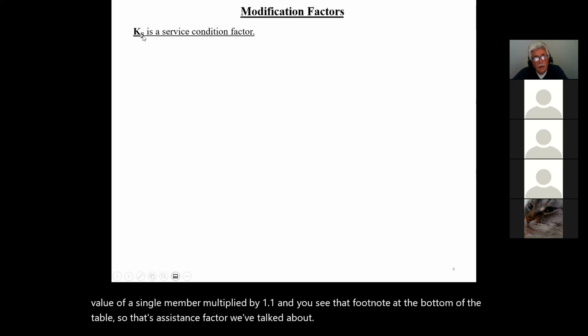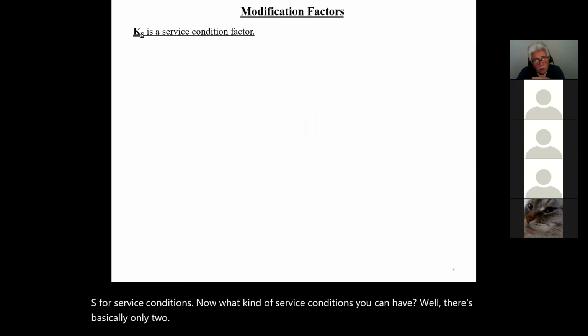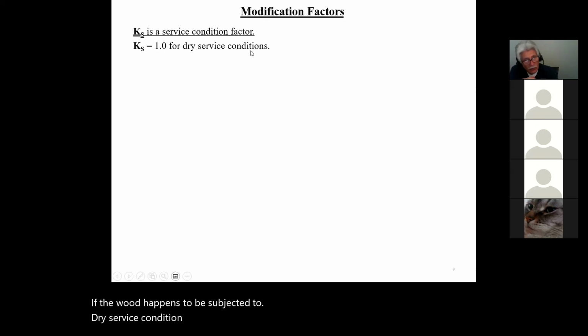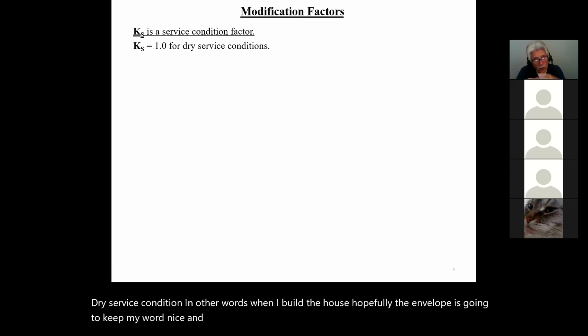Now, KS is for service conditions. What kind of service conditions can you have? Well, there's basically only two. The wood could be in a wet condition, or the wood can be in a dry condition. If the wood happens to be subjected to dry service conditions, in other words, when I build a house, hopefully the envelope is going to keep my wood nice and dry. It will not get wet, and it will not stay moist, and so on.